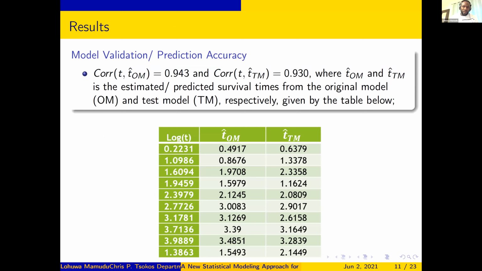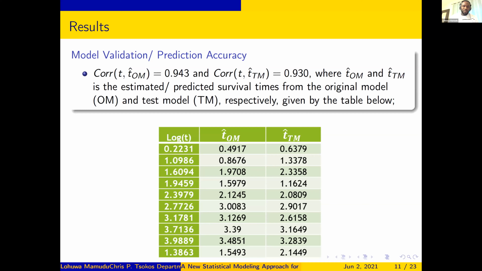Now the prediction from the entire data, which was the model that was developed, when compared to the original survival time, gave us an accuracy of 0.943, which means 94.3% accuracy. Using the training and testing technique, we are getting an accuracy of 0.93, which is 93%, not too different from when the model was developed using the entire data set.